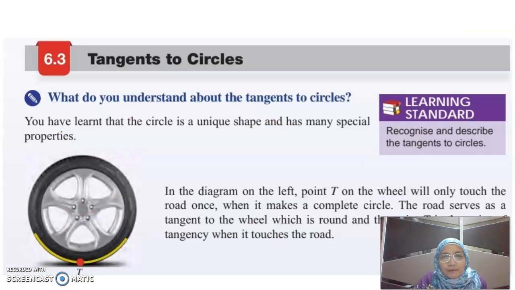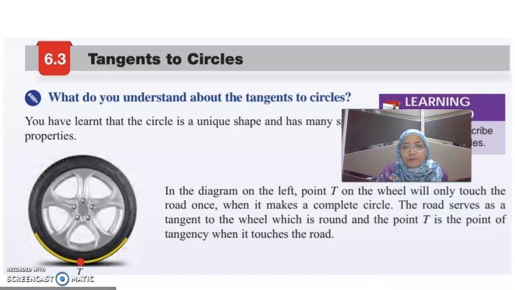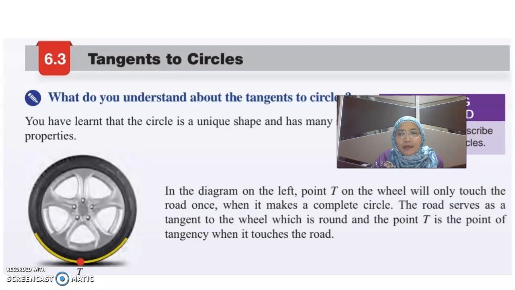Tangents to circles. Our learning standard is to recognize and describe the tangents to circles. In the diagram on the left, point T on the wheel will touch only the road once when it makes a complete circle. The road serves as a tangent to the wheel, which is round, and the point T is the point of tangency when it touches the road.